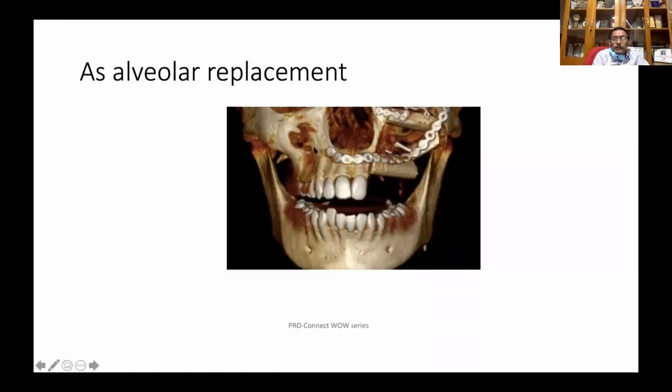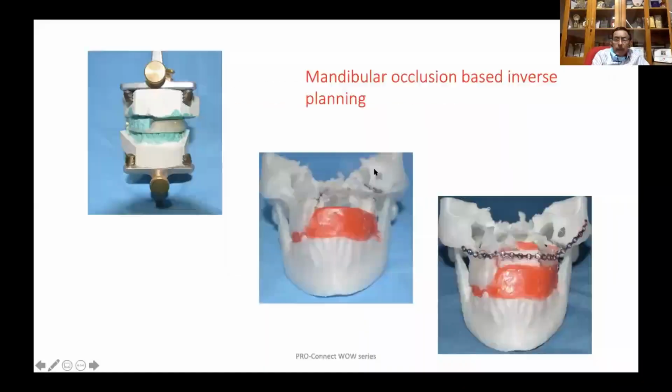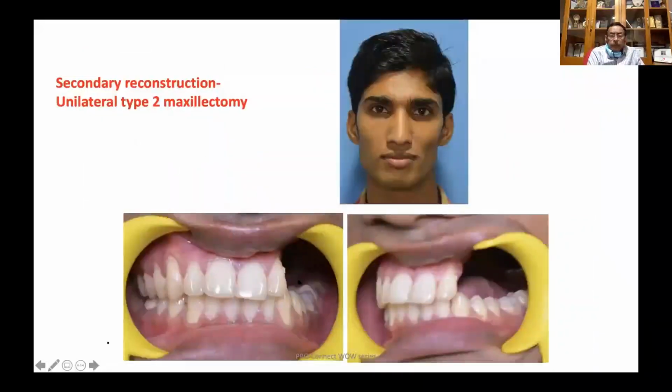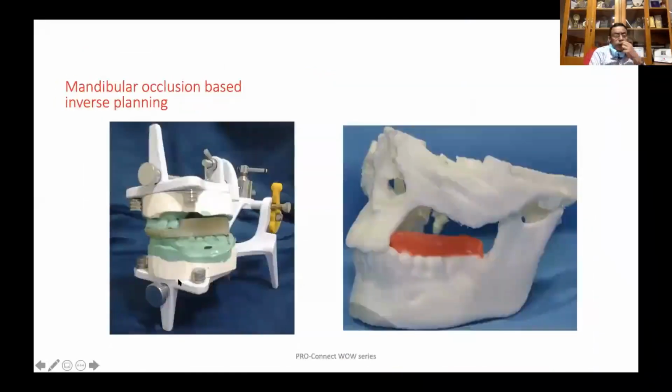You can see as a replacement, this is the right position. And how do you put that maxilla in the right position is by inverse planning with the mandible as the key. So you have the inverse planning of the maxilla, mandible being made here. You can see the picture. So you can see this will show you the way that fibula was fashioned for that.